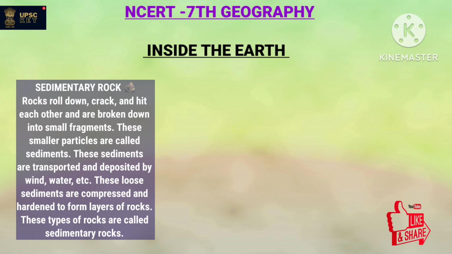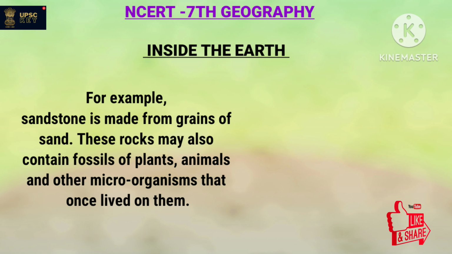Another type of rock is sedimentary rocks. Rocks roll down, crack and hit each other and are broken down into small fragments. These small particles are called sediments, and these sediments are transported and deposited by wind, water and so on. These loose sediments are compressed and hardened to form layers of rocks. These types of rocks are called sedimentary rocks. For example, sandstone is made from grains of sand. These rocks may also contain fossils of plants, animals, and other microorganisms that once lived on them.